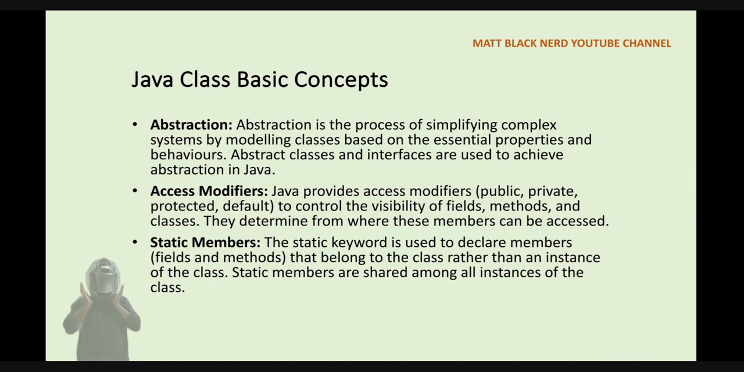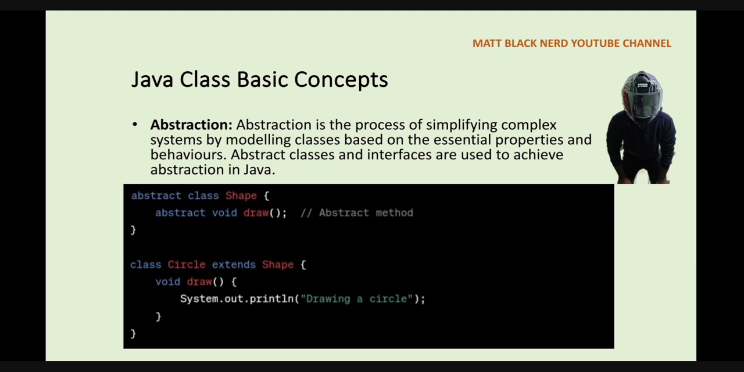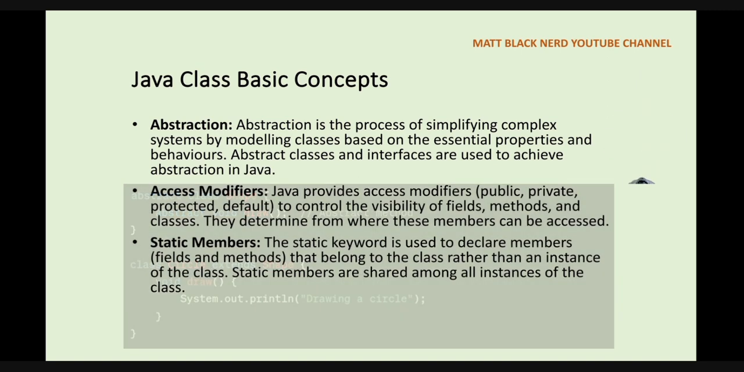Abstraction. Abstraction is a process of simplifying complex systems by modeling classes based on the essential properties and behaviors. Abstract classes and interfaces are used to achieve abstraction in Java.